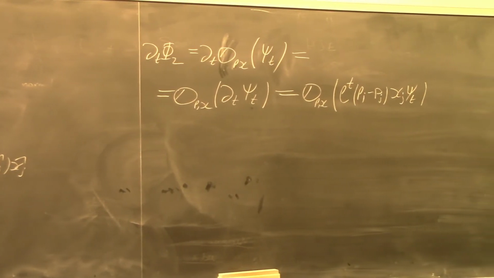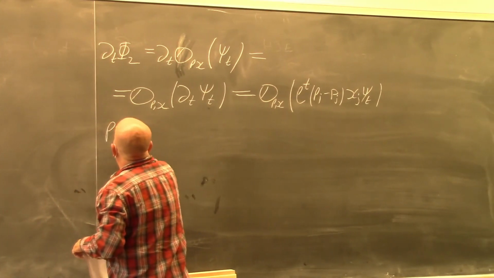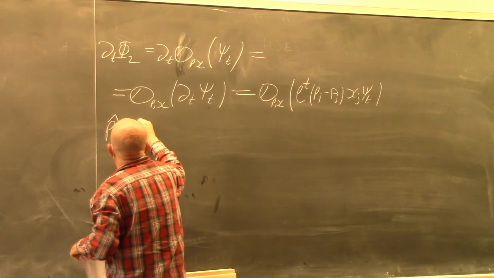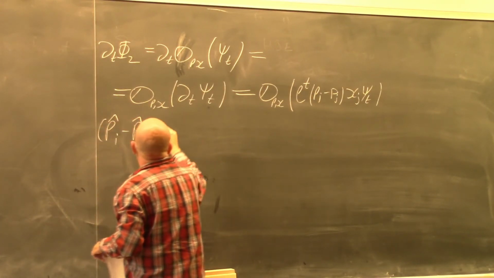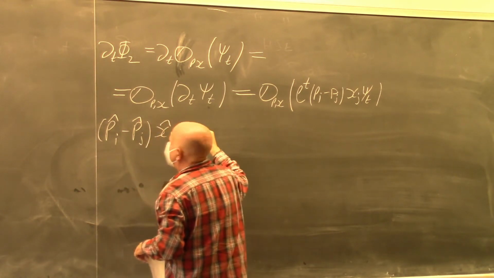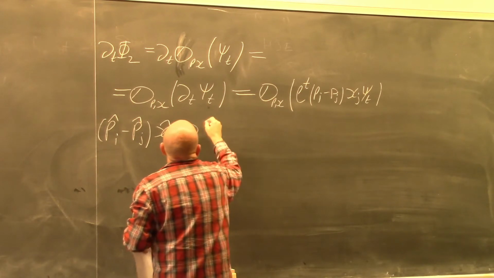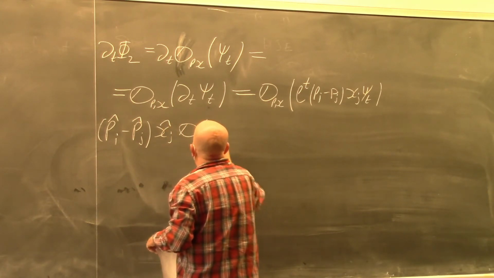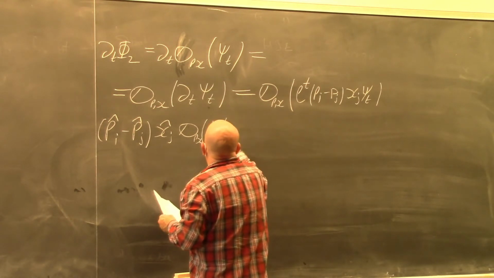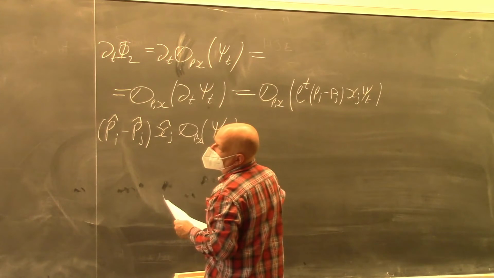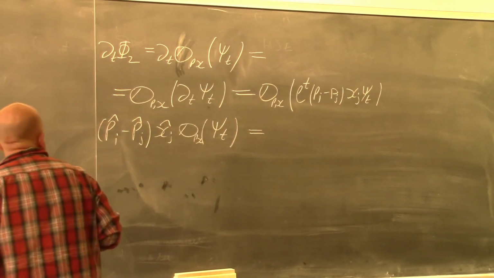Now I need to look at the right-hand side. So now I need to look at pi hat minus pj hat, xj hat, multiplying the ordering of ordering p's ahead of x's of psi t. Right. Okay. So this is a bit challenging.